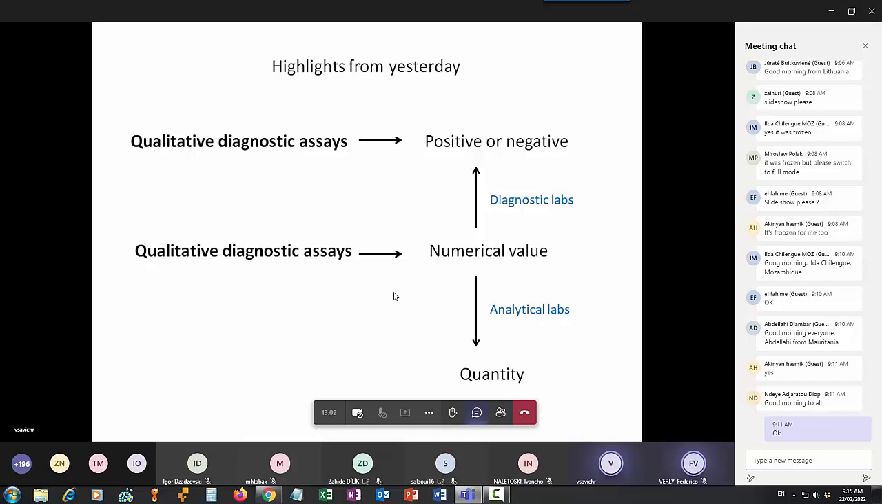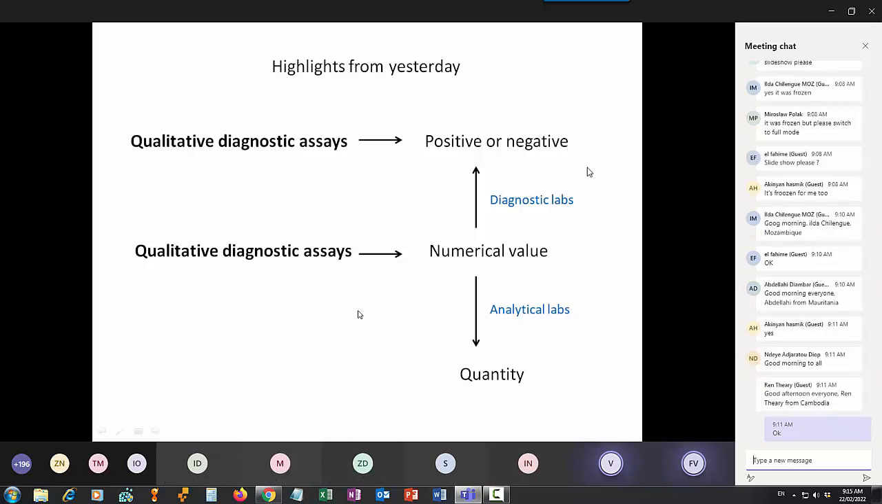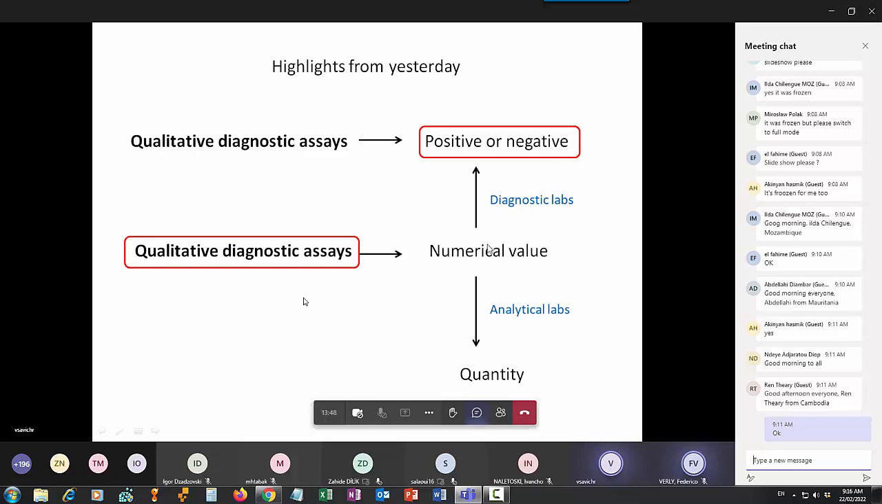Also, yesterday we mentioned qualitative diagnostic assays which give us a positive or negative result exclusively, but also quantitative diagnostic assays which give as an output a numerical value. So a numerical value can be expressed as a quantity, and usually analytical labs express it as a quantity. Diagnostic labs usually express that numerical value as positive or negative. These tests, the ones mostly used nowadays, are ELISA and real-time PCR, and we are focusing in these lectures on ELISA and real-time PCR as quantitative diagnostic assays, which finally give us a conclusion: is it positive or negative?